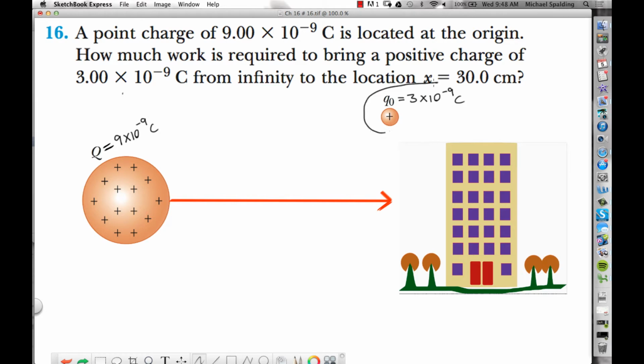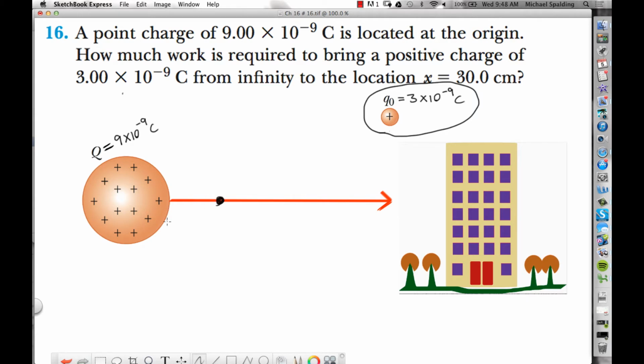So that's going to be this guy. I'm going to introduce him in a minute. We're going to take this guy, and where is he starting? At infinity. So we're going to move this little guy. This little guy is going to come into the problem. He's going to start at the location of infinity, and we're going to move him to the location of x equals 30 centimeters, which is 30 centimeters away from the big guy. So this point right here.